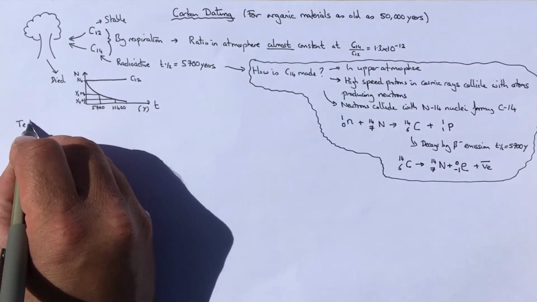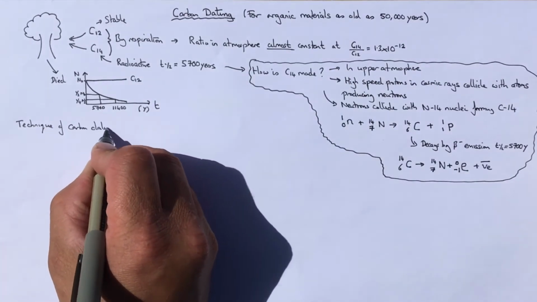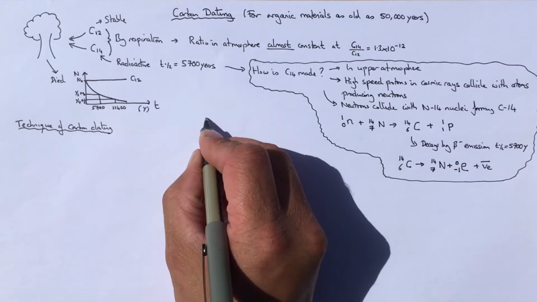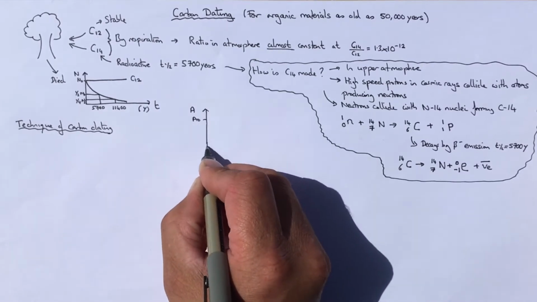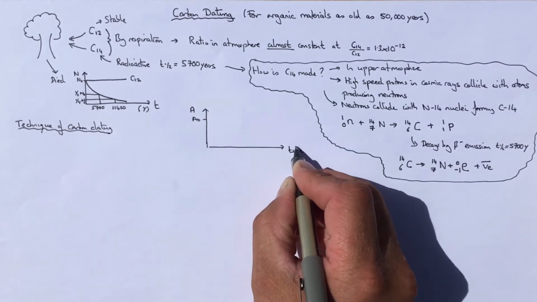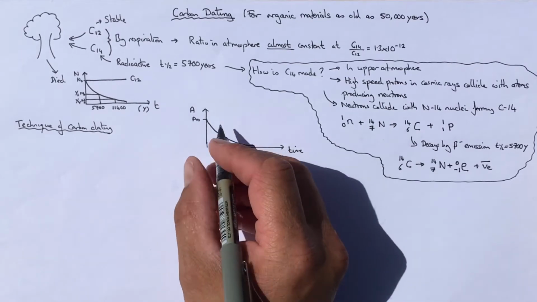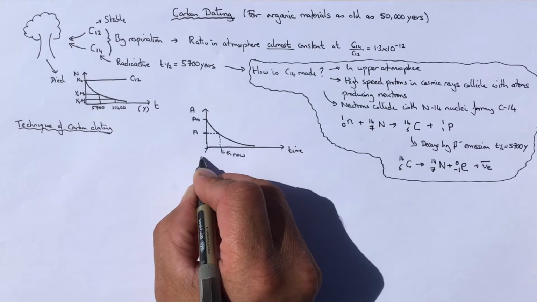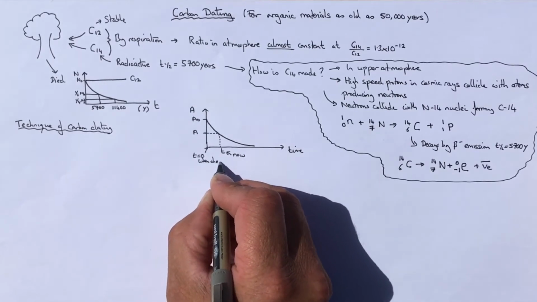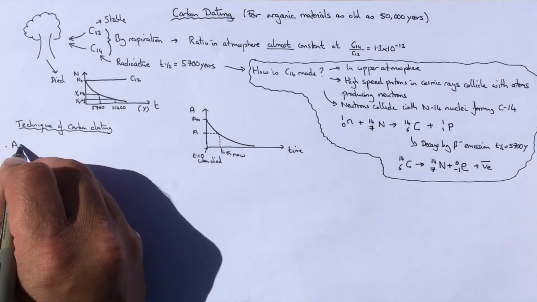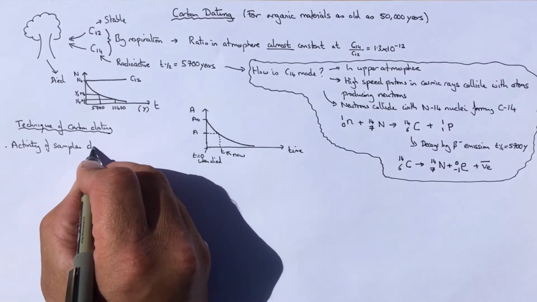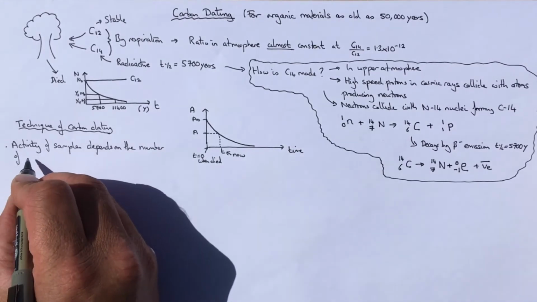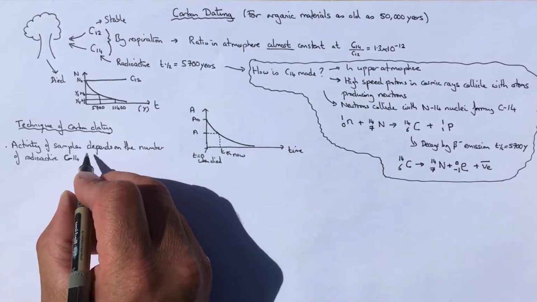So how do we actually use carbon dating to date objects? Once an object dies, it will no longer be taking in carbon-14 by respiration, so the number of carbon-14 atoms will start to decay against time, and so the activity of the sample will decay against time. So the activity of the sample you're testing to find the age will depend on the number of radioactive carbon-14 nuclei.